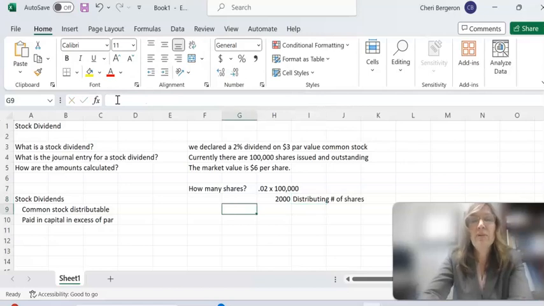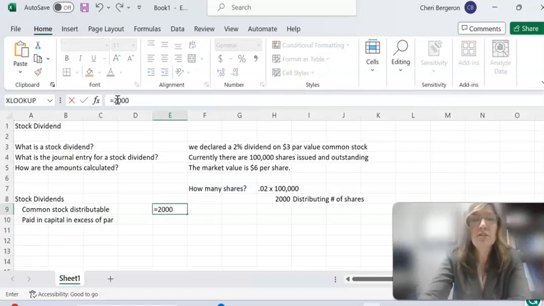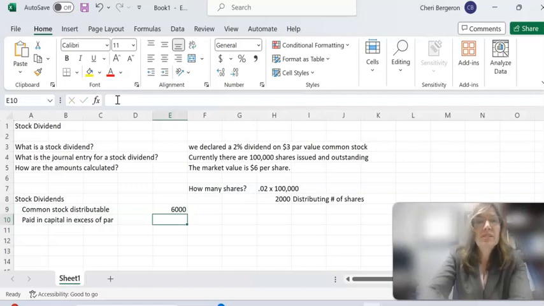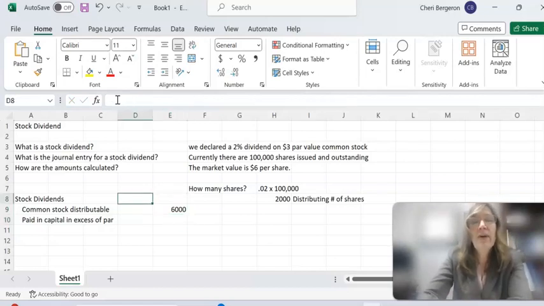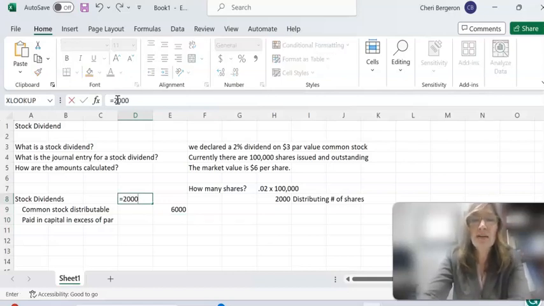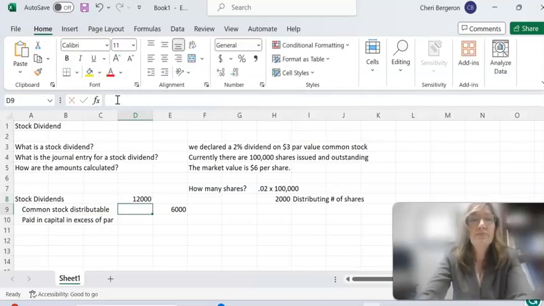So now we have everything that we need to calculate it. Common stock distributable, we're going to credit that for the amount at par value. So we're going to give them 2,000 shares times the par value. Par value is $3. All right, we are going to value this dividend at the market value. So the market value is 2,000 shares, that's how many we're giving out, times the market value, and the market value is $6.